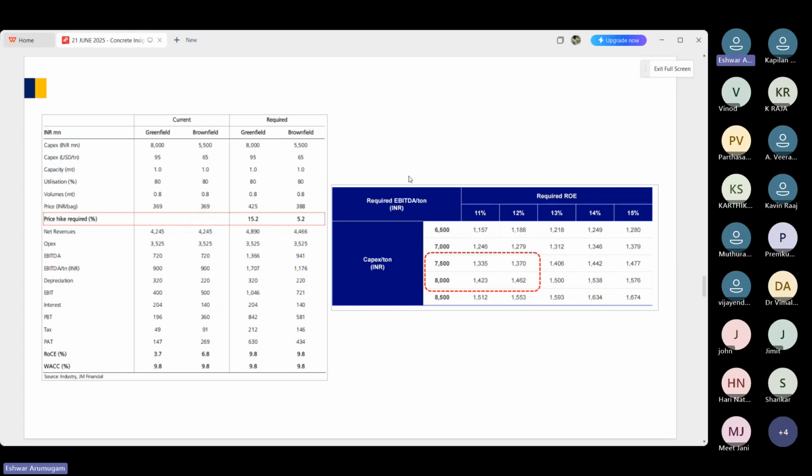So let's look at this diagram. To attain a minimum ROE of 12% on a capex of 8,000 rupees, you need an EBITDA per ton of 1,400 to 1,500 rupees. So the EBITDA per ton needs to be close to this range, this box, to be profitable in your investment, which now the industry is trading way below this mark. So you need an increase in prices so as to sustain a good ROE, so that the companies can make stable returns from the investments they've already made.